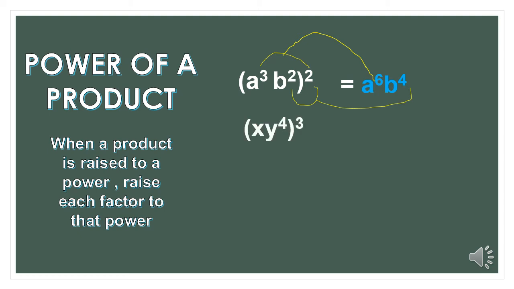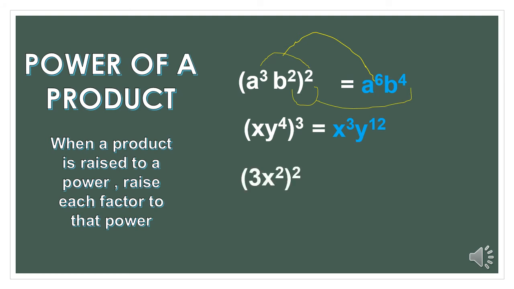Next is, we have quantity x, y to the 4th raised to the 3rd power. So each factor will be raised to the 3rd power. So we have the answer, x cubed, y to the 12th power. So 4 times 3, that is 12. So, ganyan lang kasimple, class, ang power of a product.